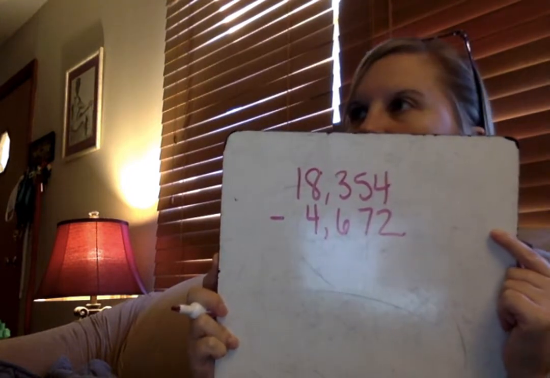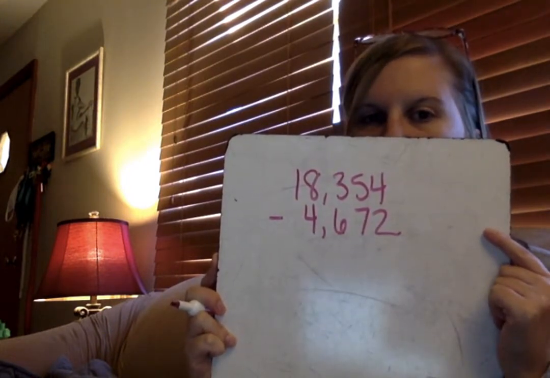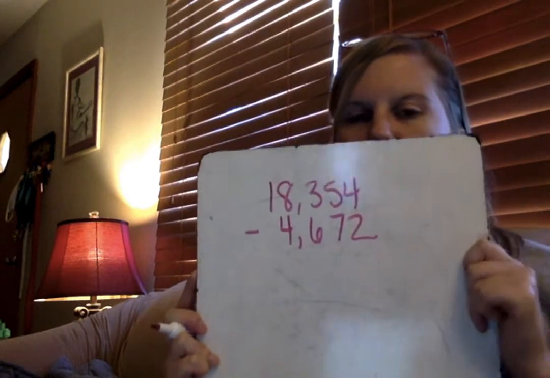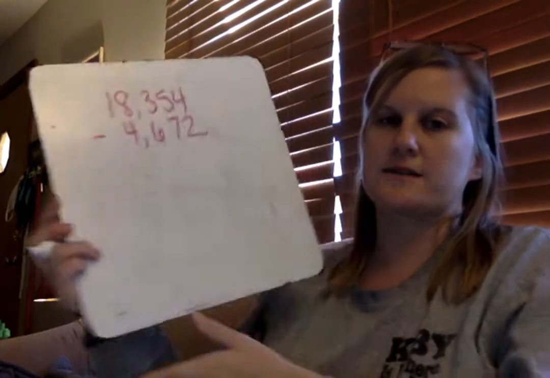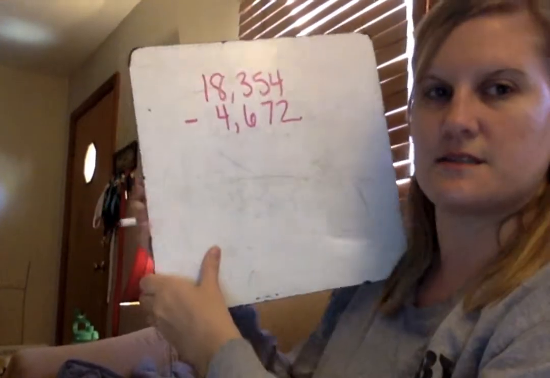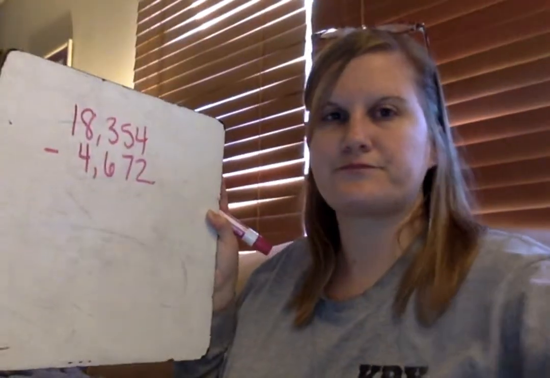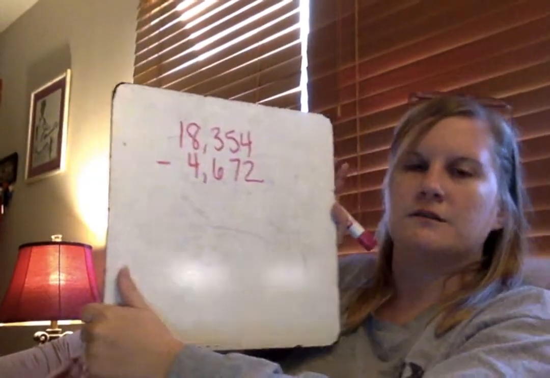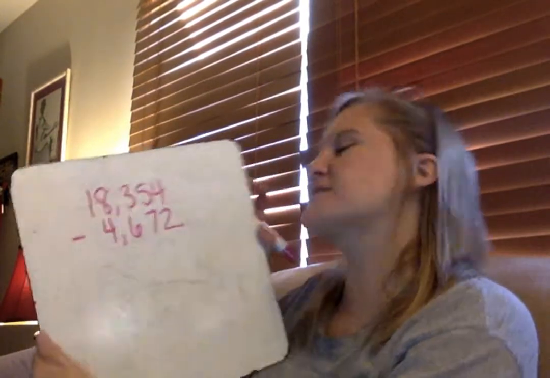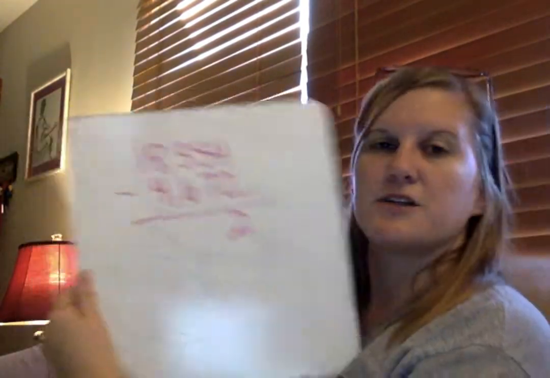So we're going to subtract 18,354 minus 4,672. I want you to notice how I lined it up in the right place values. So make sure that the 4 is in that thousands place or you're going to get a wrong answer. All right, so I'm going to try my best for you to see this. Got a dog in my lap. All right, so the ones place, we have 4 minus 2, for a difference of 2.